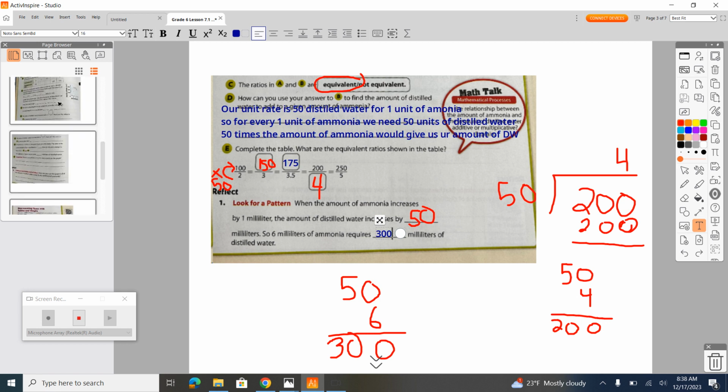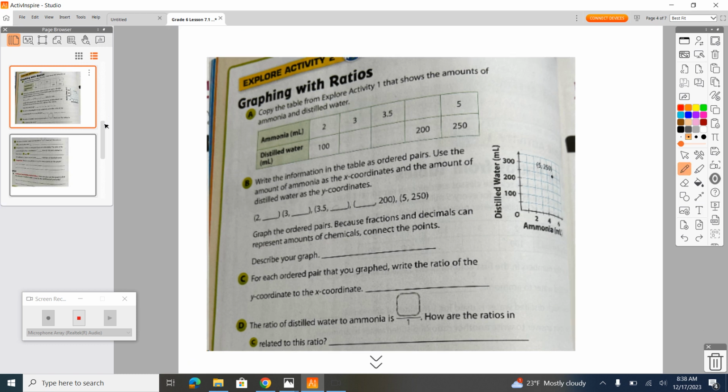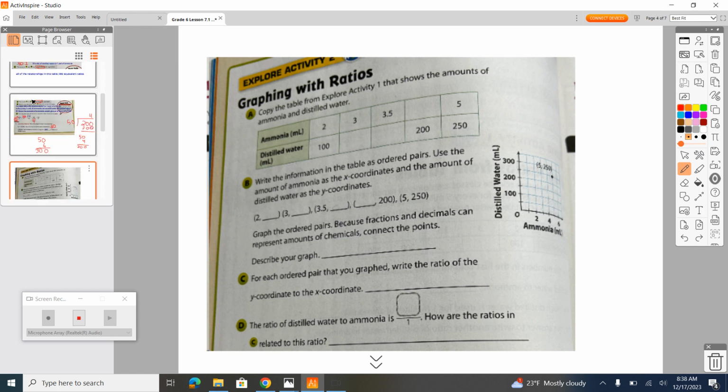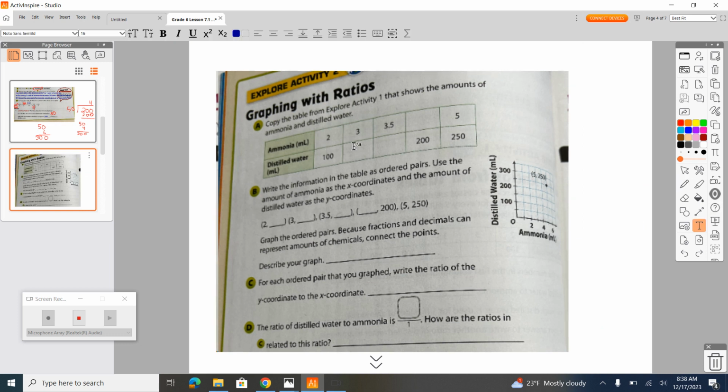So we're going to go through this next. Oh, this is filling more of this in. So copy the table that we got. So let's see here. We remember 3 was 150. 3.5 was 175. This 200, 4 went up here. So we have our table filled out. Write the information in the table as ordered pairs.